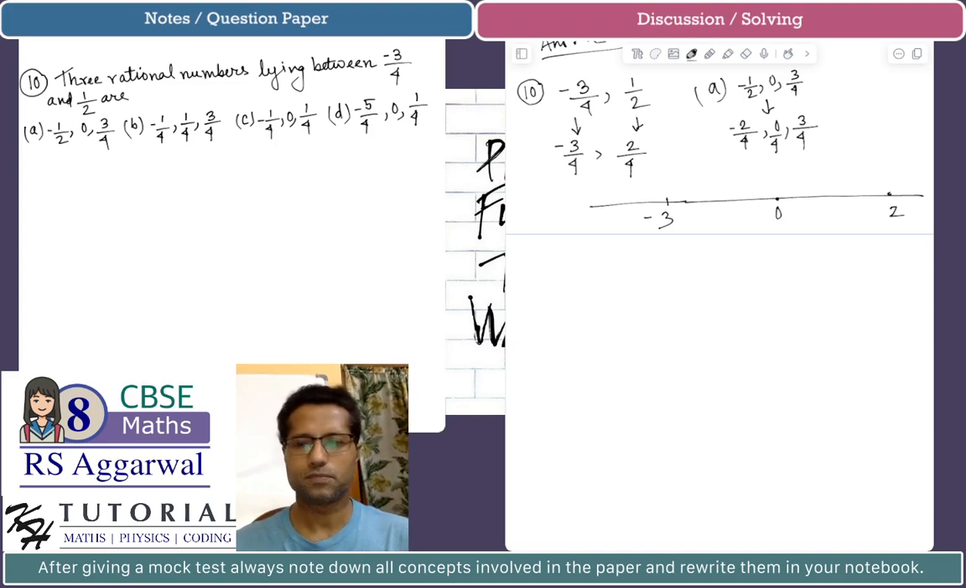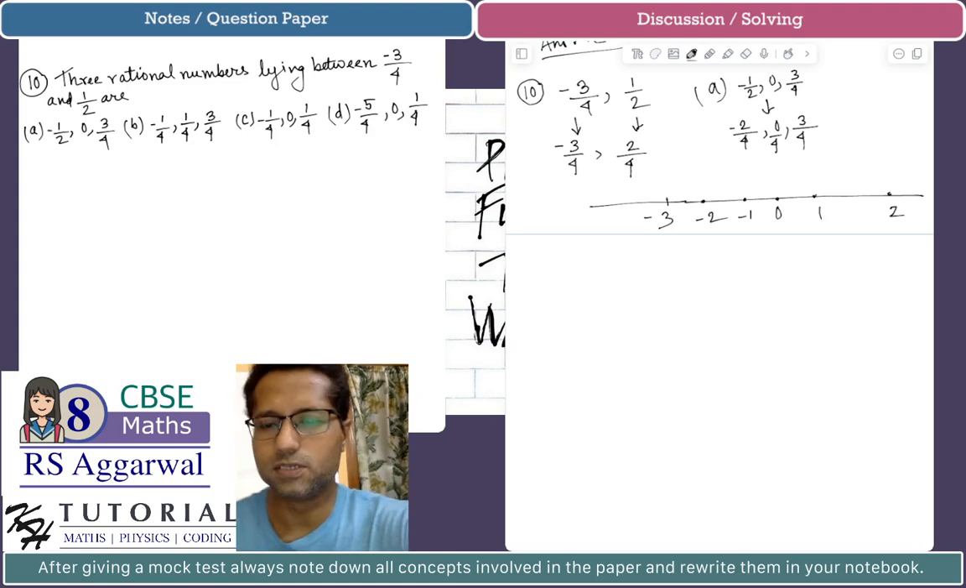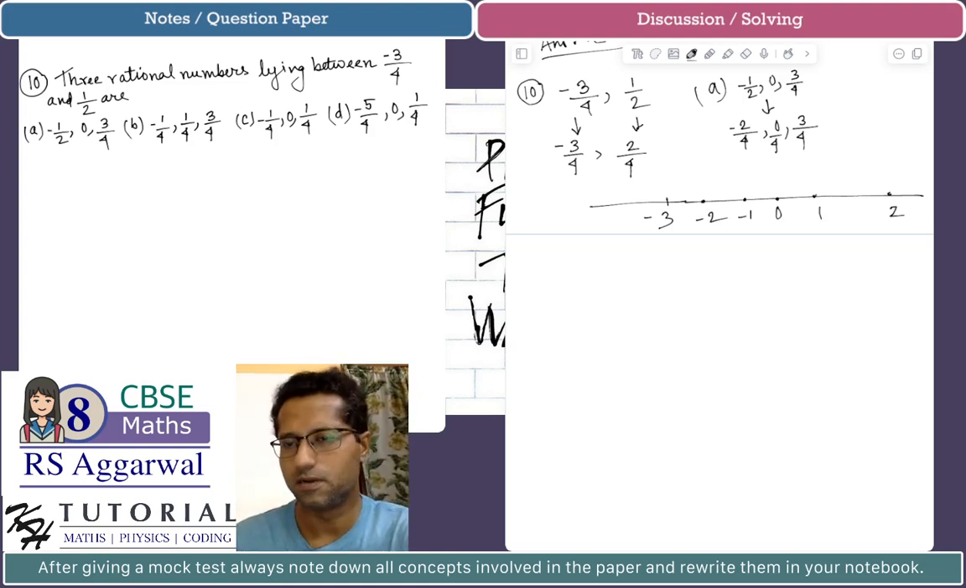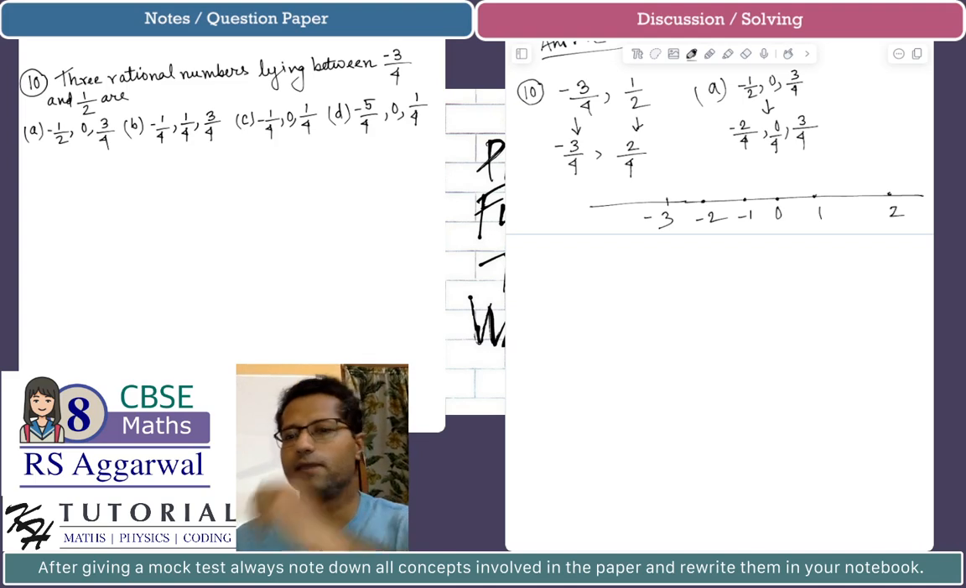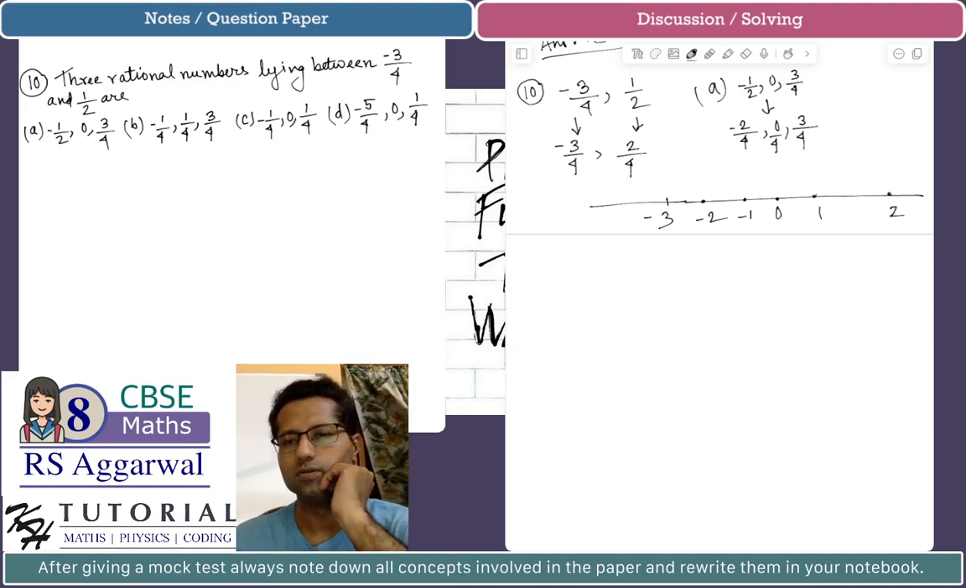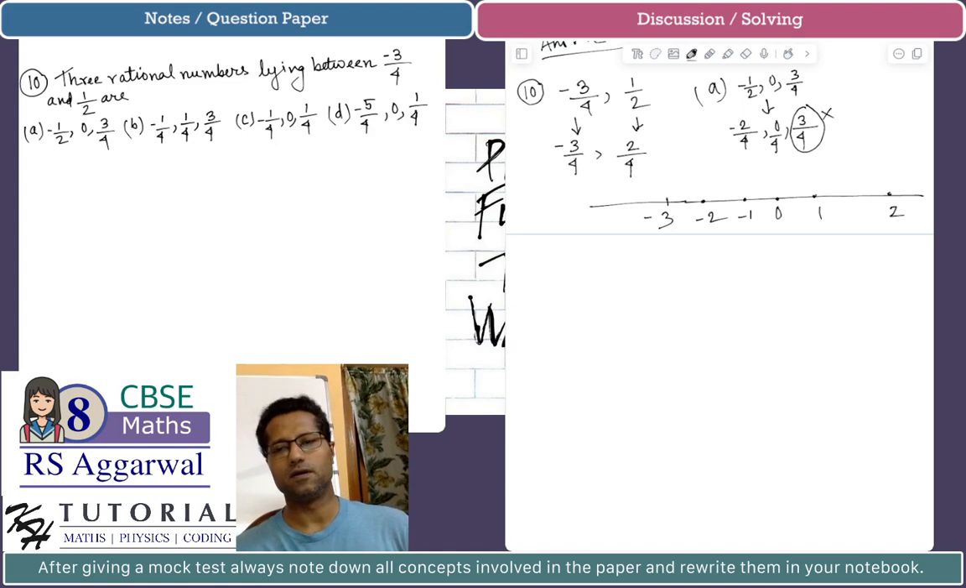So for choice A, the numerators are minus 2, which obviously lies between minus 3 and 2. So this will be somewhere here: minus 2, and this is minus 1, and this is 1. So minus 2 is lying between minus 3 and 2. Fine. 0 obviously lies between minus 3 and 2, and 3 is not lying between minus 3 and 2. So we can say this is the culprit of choice A. This does not lie between the given two rational numbers.